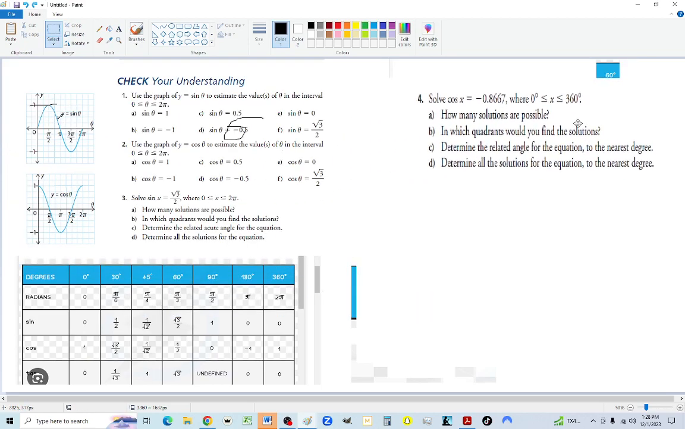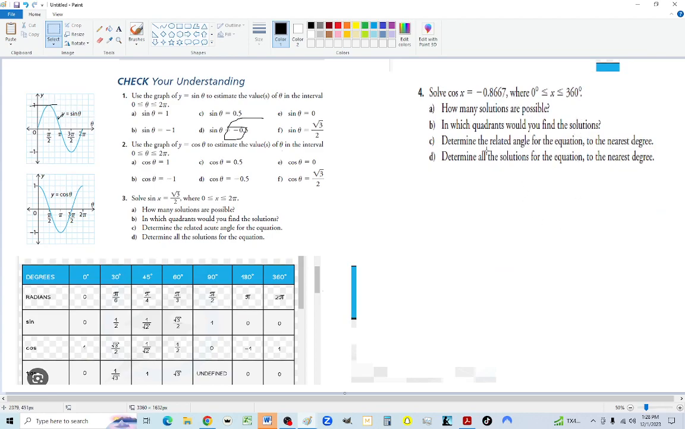Notice they give you a specific value. They say from 0 to 360. So your first step is to figure out where this angle is. First of all, where is cos x negative? Well, it's not in quadrant 1 and it's not in quadrant 4. So it's these two rather, here and here.